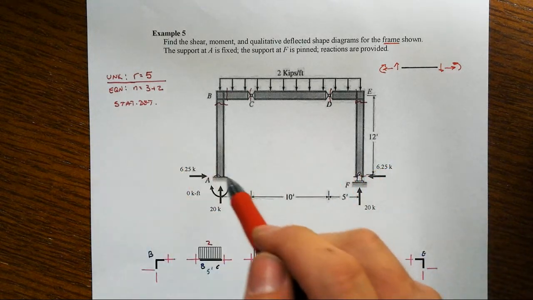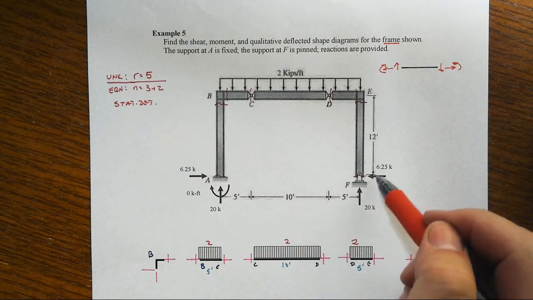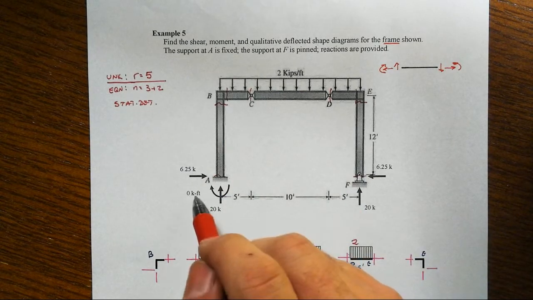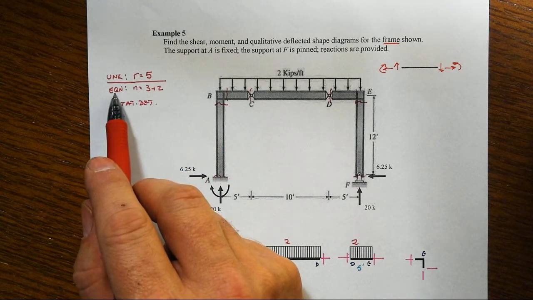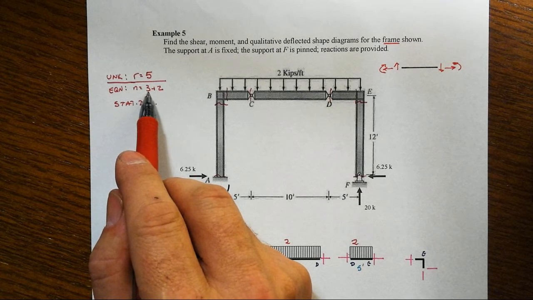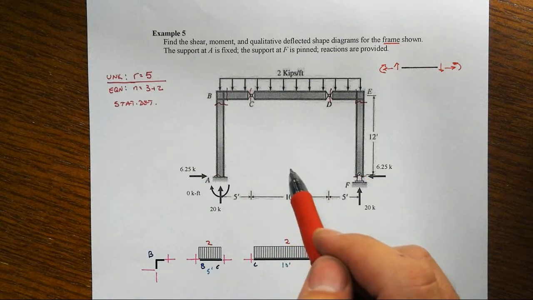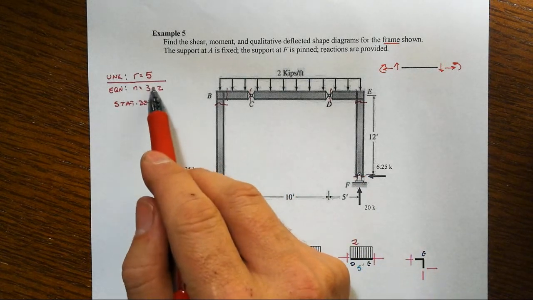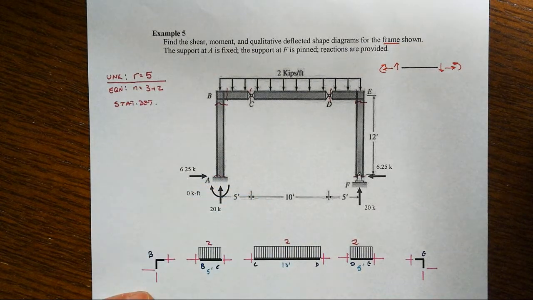And in this external viewpoint, then we've got 1, 2, 3 potential reaction components at the left, 2 potential ones at the right, total of 5 unknowns for the global perspective. And then the number of equations that we have to deal with are 3 equilibrium equations plus 2 conditions associated with the hinges. So 5 equaling 5, 5 unknowns, 5 equations. That's going to make that statically determinate.